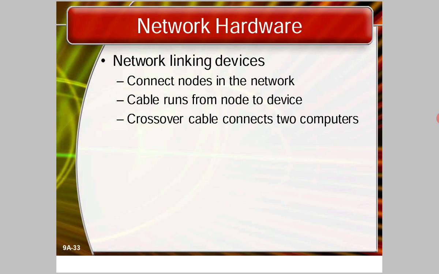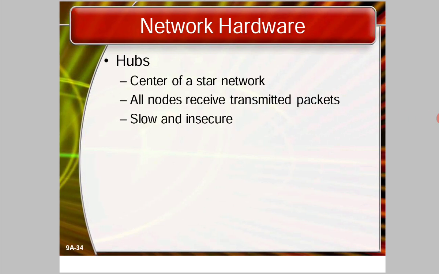So now what is network hardware? Network hardware means network linking devices. So how to link or how to use network cards, or how to connect a workstation or PC to a network, or a computer to a network. Connect nodes in the network. Cable runs from node to device. Crossbar cable connects to computers. So generally there are different ways to connect nodes or workstations to a network. Generally cables run from node to device, and crossbar cables are also used to connect computers.